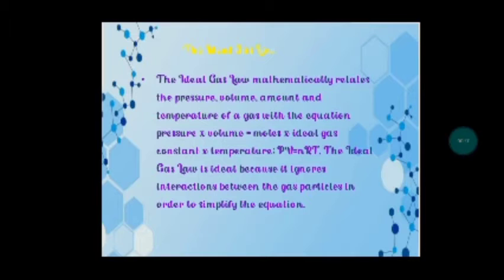The ideal gas law mathematically relates the pressure, the volume, the amount, and the temperature of the gas with the equation: pressure times volume is equal to moles times the ideal gas constant times temperature, or can be written in empirical form, which is PV = nRT. The ideal gas law is ideal because it ignores interactions between the gas particles in order to simplify the equation. In an ideal gas, there is no intermolecular attraction between the molecules.